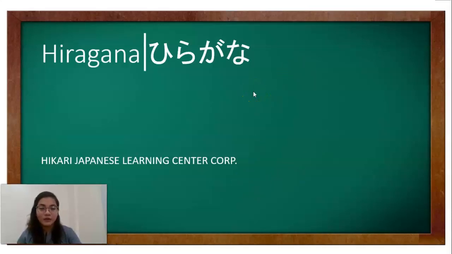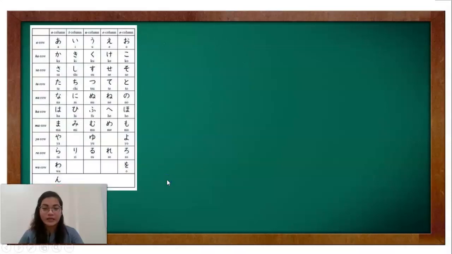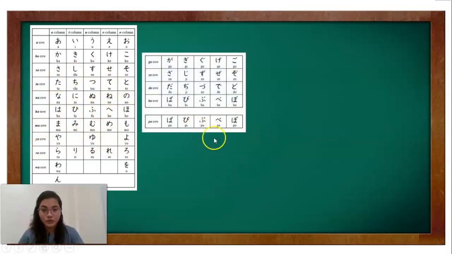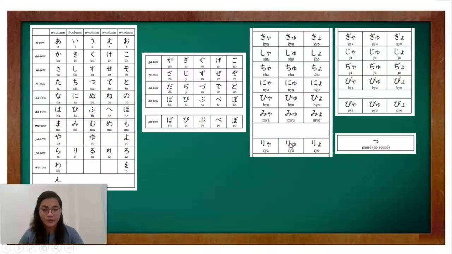Okay, this is our very first lesson and we are going to learn how to read and write the Hiragana alphabet. Hiragana is one of the 3 character sets in the Japanese language. Are you ready? Let's begin. Okay, the first lesson is Hiragana, and Hiragana has 3 charts. This is chart 1, chart 2, and chart 3. For today's lesson, we will just discuss chart 1.